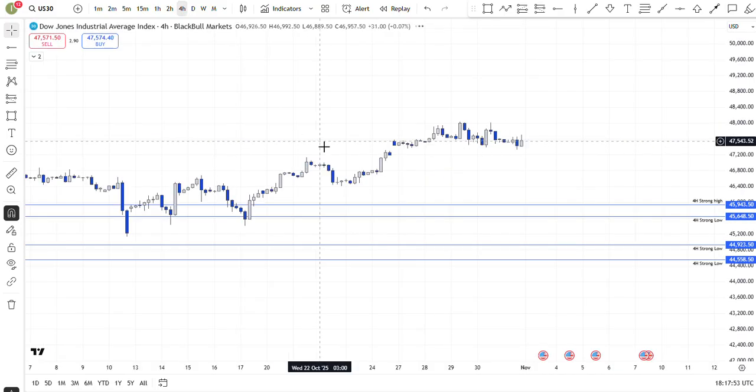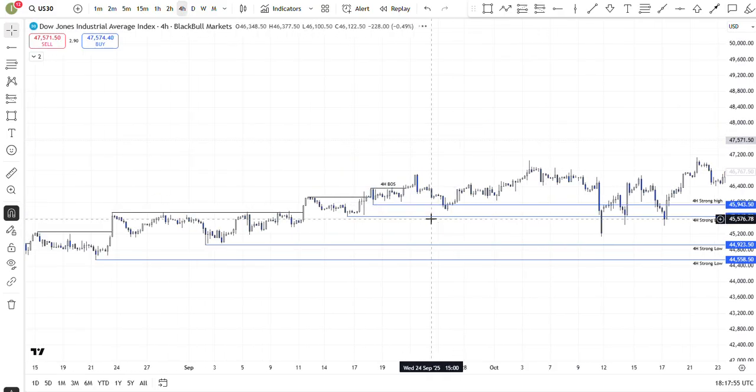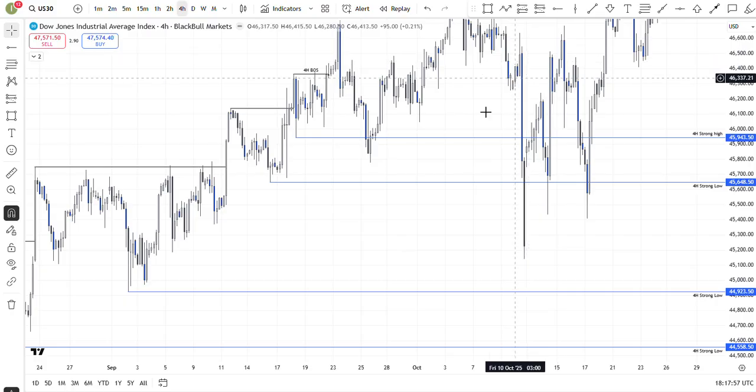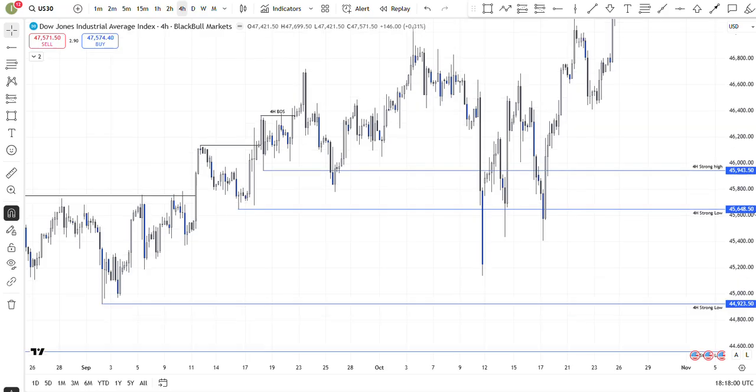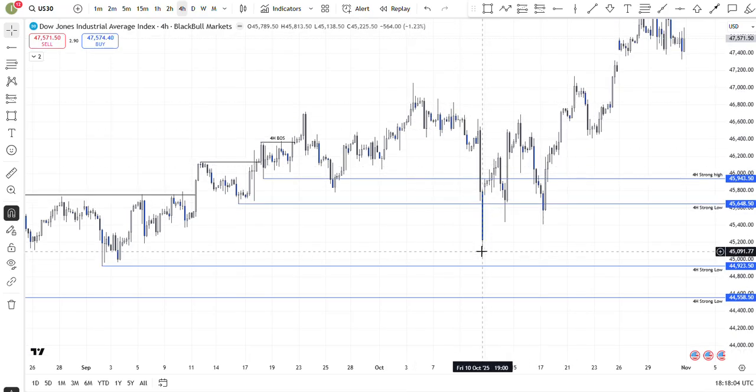Actually, let me go back to the 4 hour because this is a nice example. So yeah, what we have here, and this is where a lot of people would have started getting short. This low candle here was the day that Trump came out and said that he's putting massive tariffs on China. The market actually tanked on that Friday. Oh yeah, it was a Friday, so that was the Trump tariffs day, which actually made it tank.